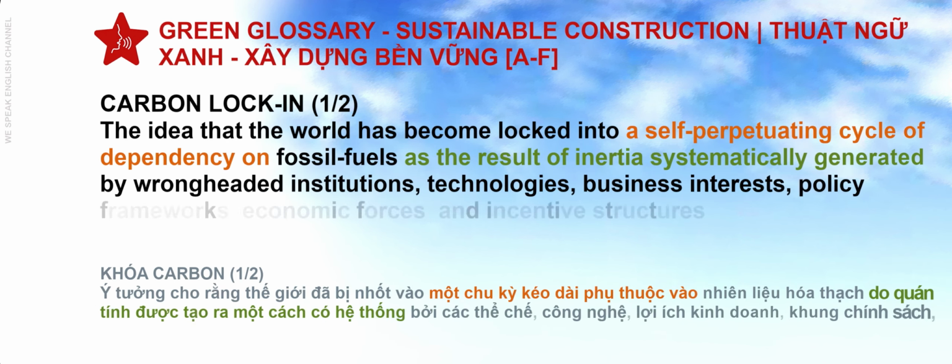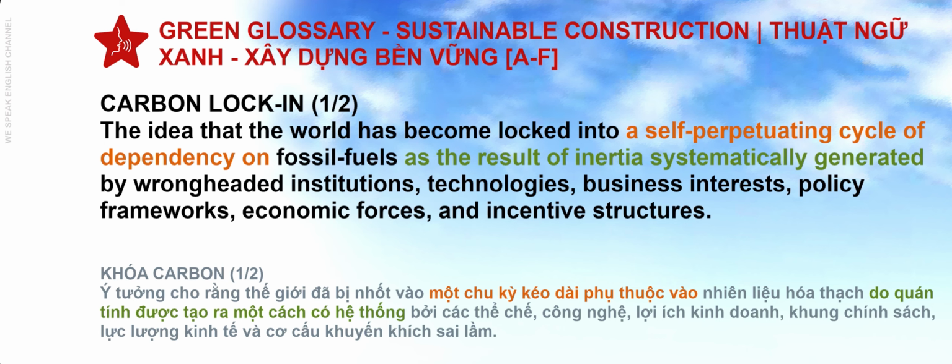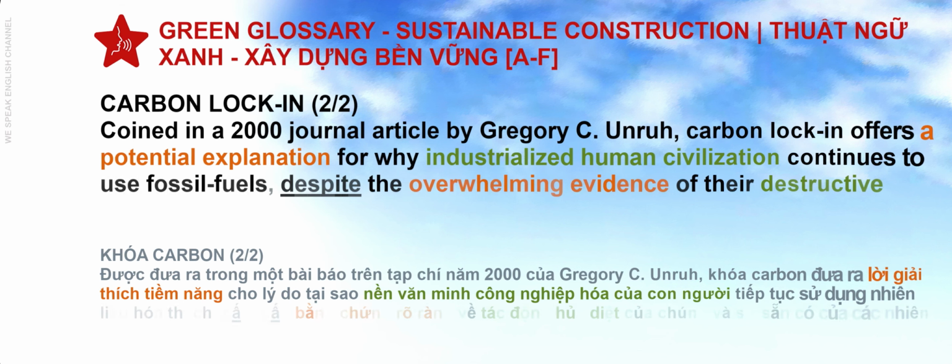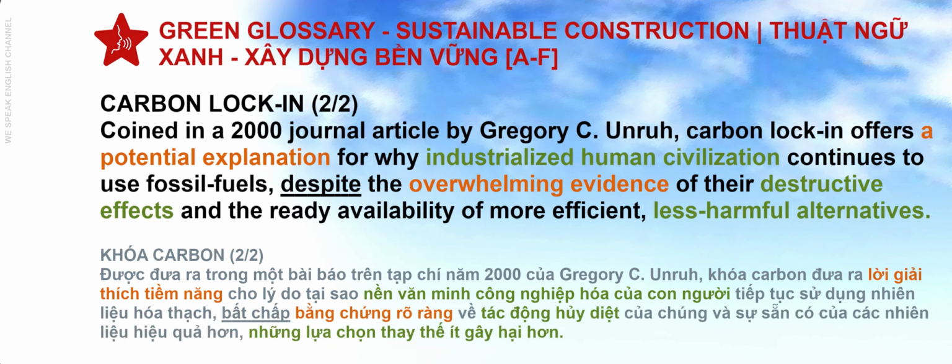Carbon lock-in. The idea that the world has become locked into a self-perpetuating cycle of dependency on fossil fuels as the result of inertia systematically generated by wrong-headed institutions, technologies, business interests, policy frameworks, economic forces, and incentive structures. Coined in a 2000 journal article by Gregory C. Unruh, carbon lock-in offers a potential explanation for why industrialized human civilization continues to use fossil fuels, despite the overwhelming evidence of their destructive effects and the ready availability of more efficient, less harmful alternatives.